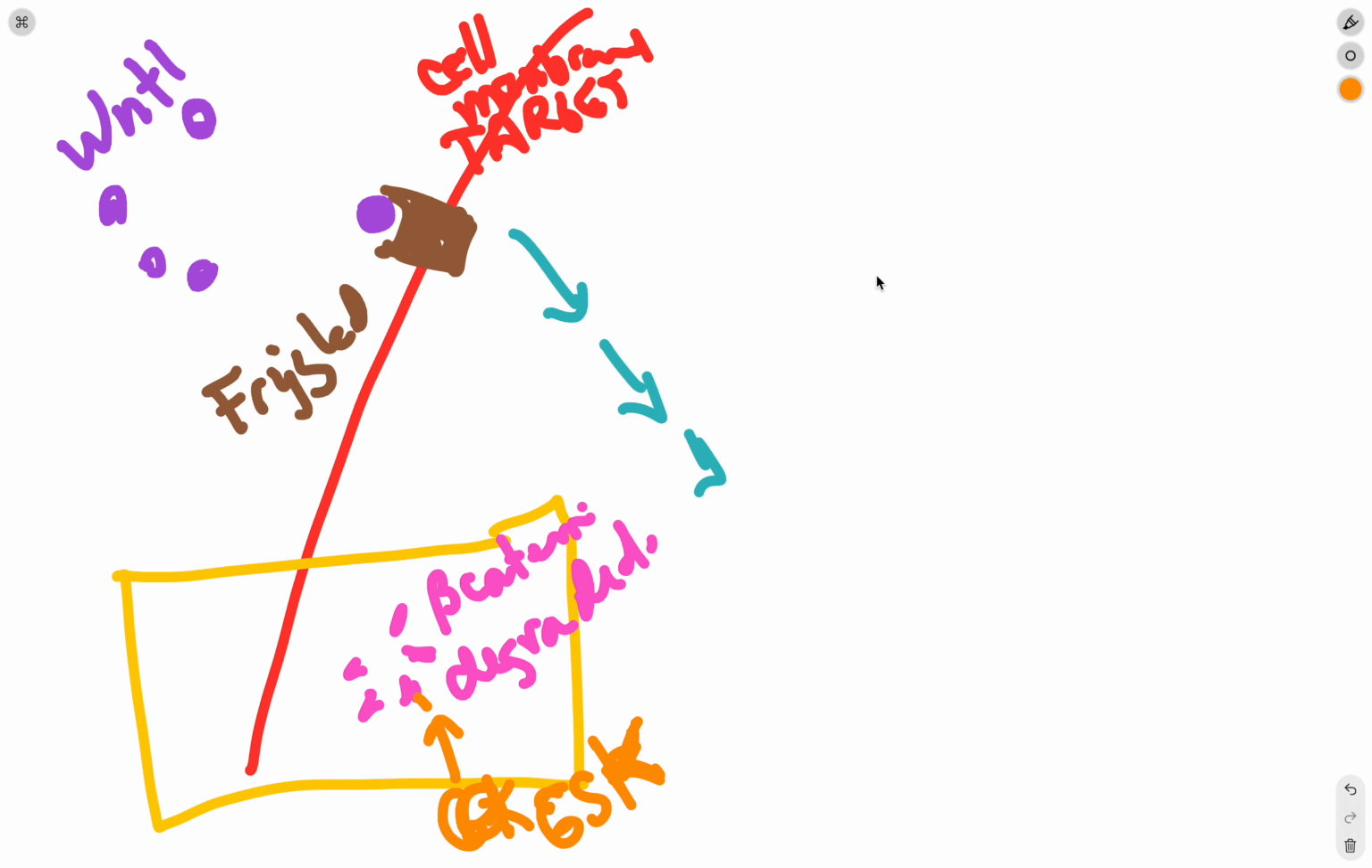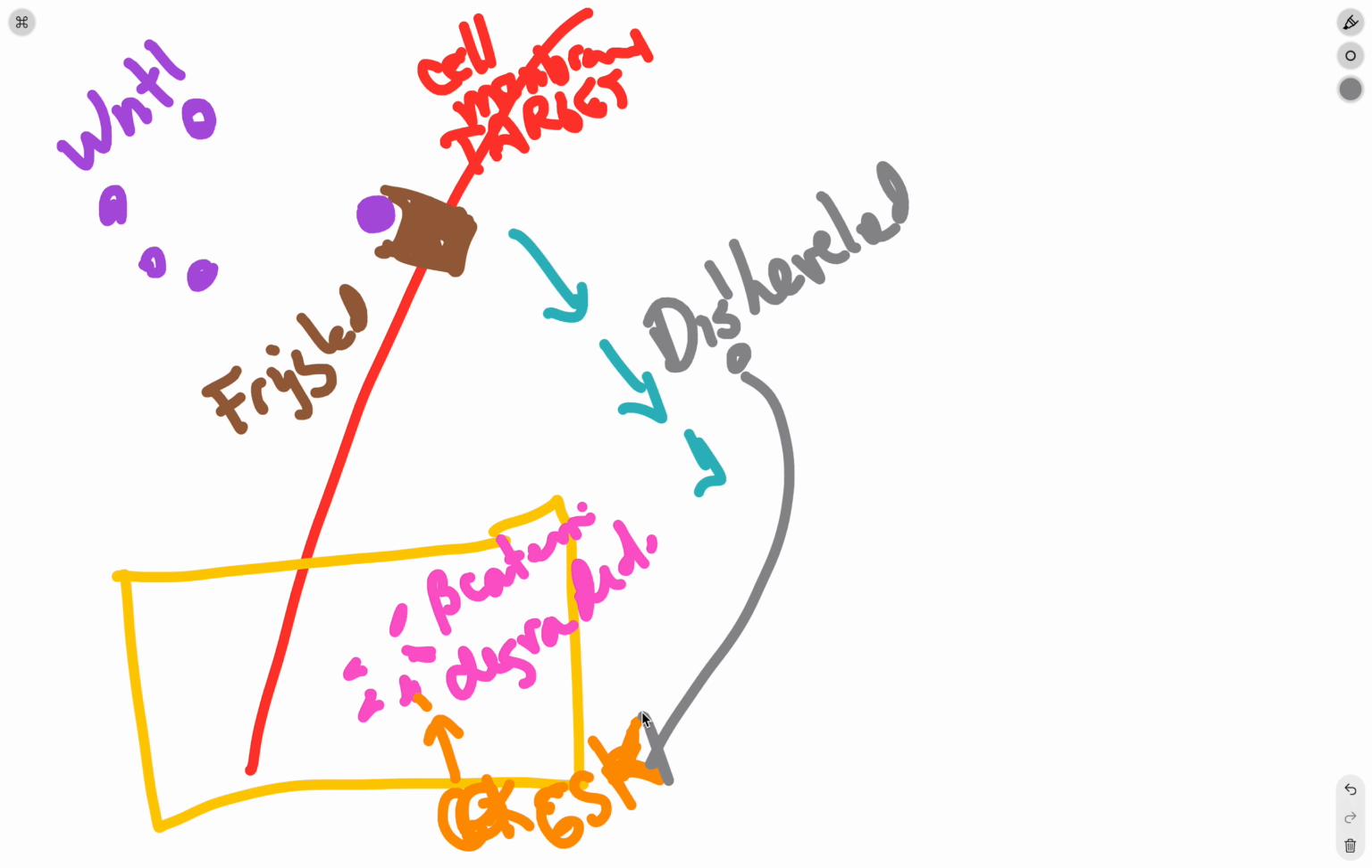When Wnt is active, we get the release of a protein called disheveled. And disheveled protein binds to GSK3 and blocks it from tagging beta-catenin. As a result, in the presence of Wnt, when disheveled is released and blocks GSK, we get stabilized beta-catenin.